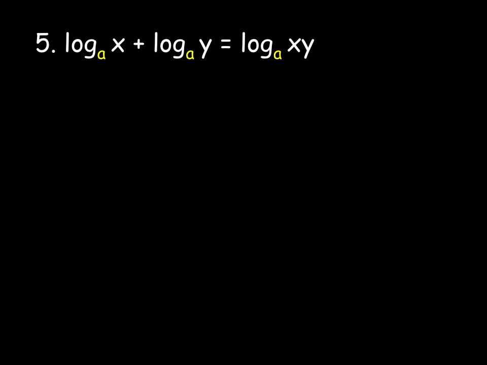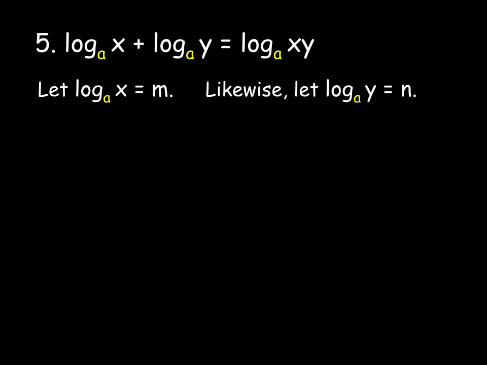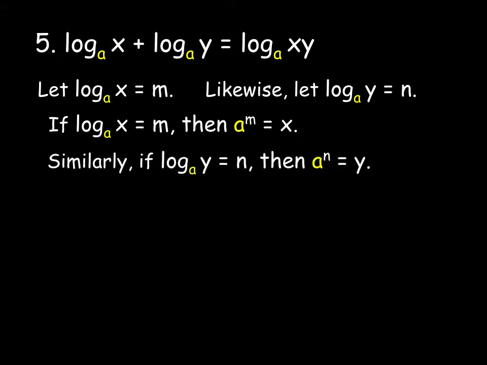Law number 5. The log base a of x plus the log base a of y is equal to the log base a of the product x, y. Let the log base a of x equal m. Likewise, let the log base a of y equal n. If the log base a of x is equal to m, then a to the mth power is equal to x. Similarly, if the log base a of y is equal to n, then a to the nth power is equal to y.